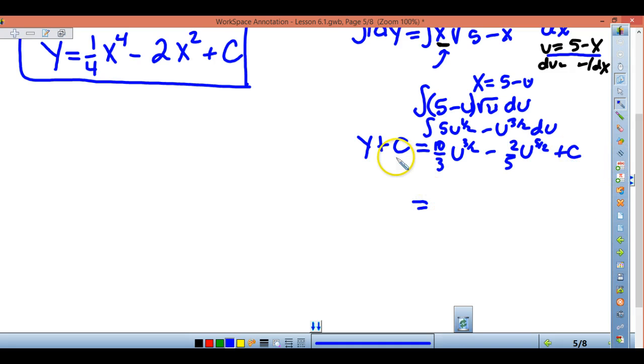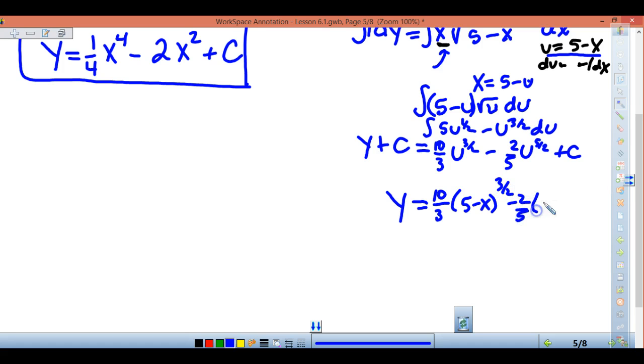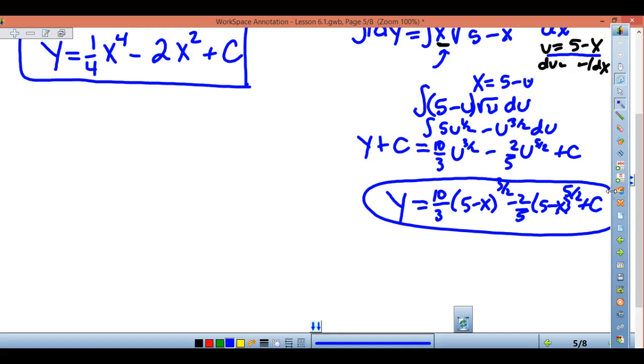And then these constants are not necessarily the same, so they don't cancel out. But what I want to do is just write it as plus c just on the one side. So 10/3 (5 minus x) to the 3/2 power minus 2/5 times (5 minus x) to the 5/2 power plus some constant. From here on out, you don't need to put the plus c on the side with y as long as you've written that there is a constant on one of the two sides.